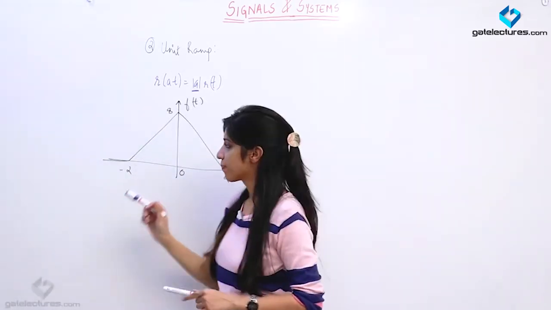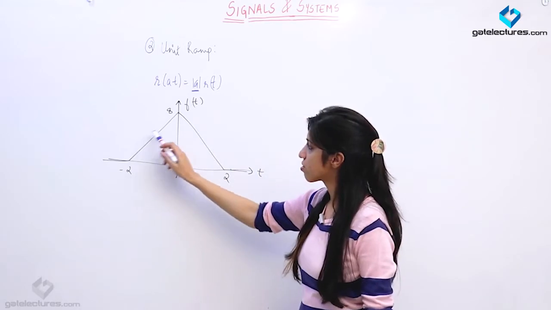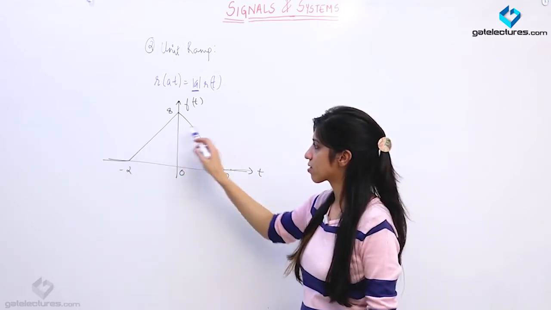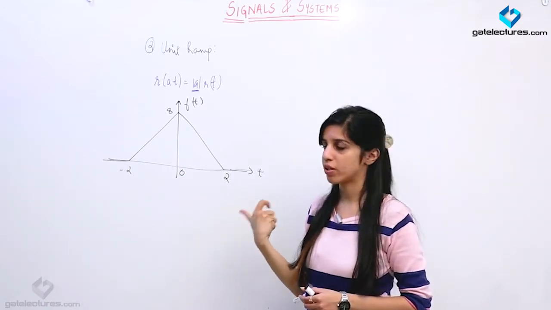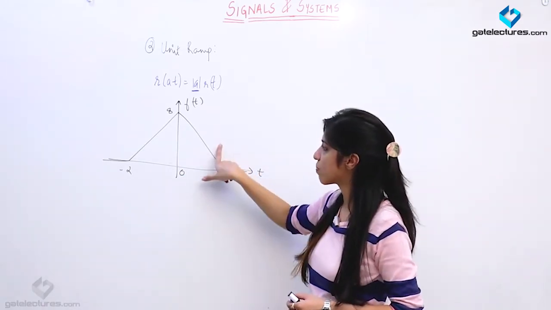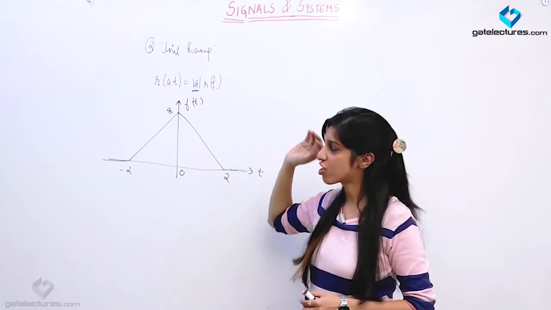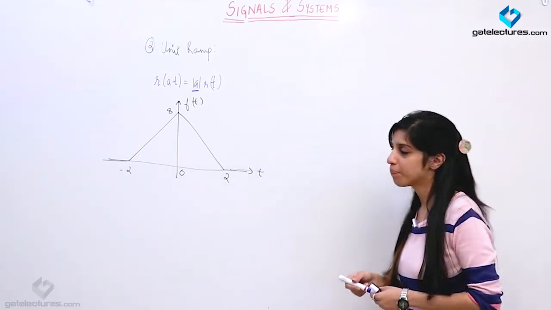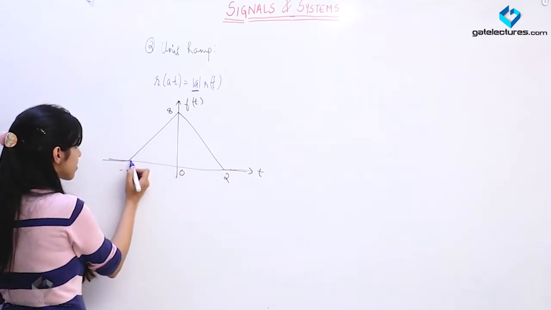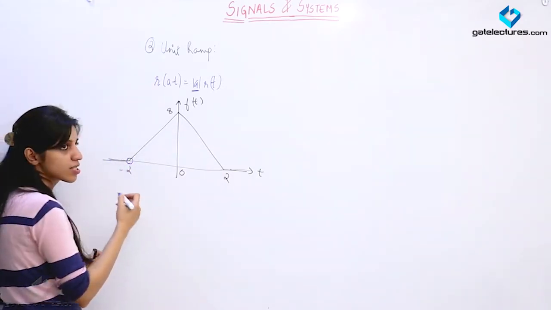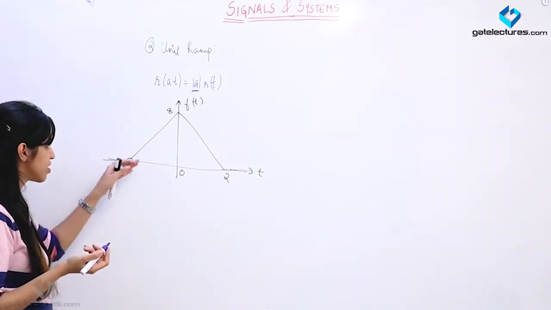Now as you can see, this signal consists of straight lines only. So according to our definition, we can represent this signal using shifted ramp signals only. Now how are we going to do this? See, the first ramp is occurring at -2, the first straight line, the first change in slope.